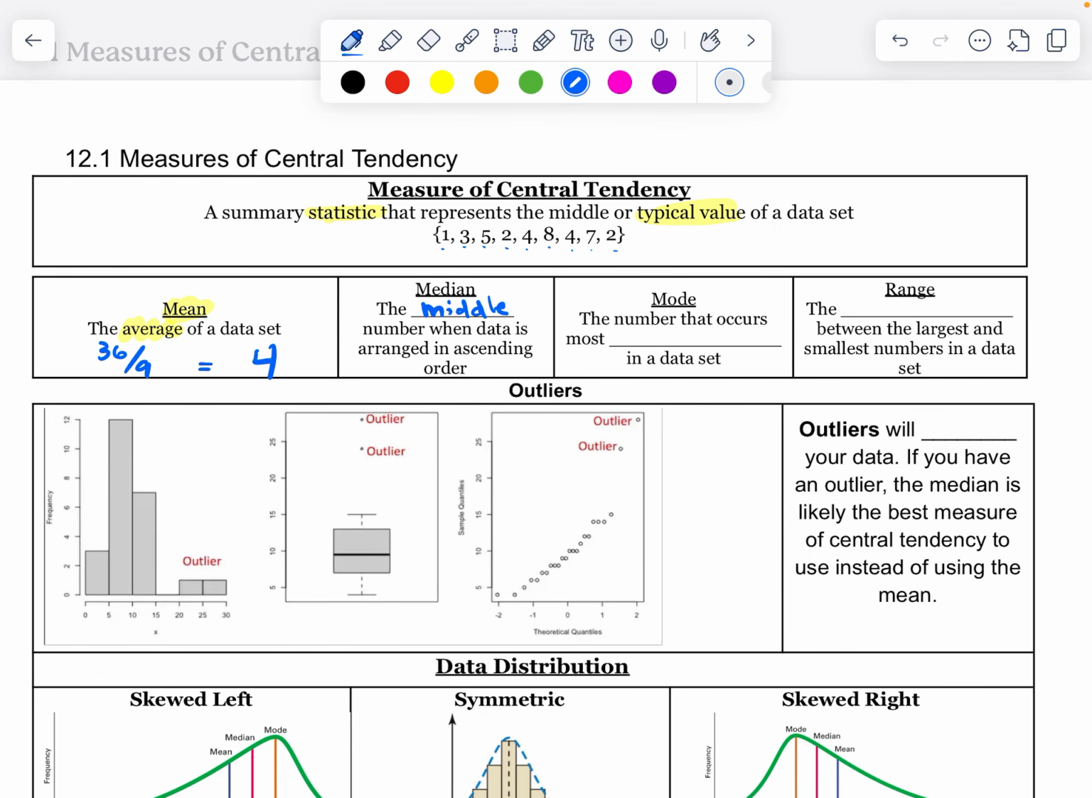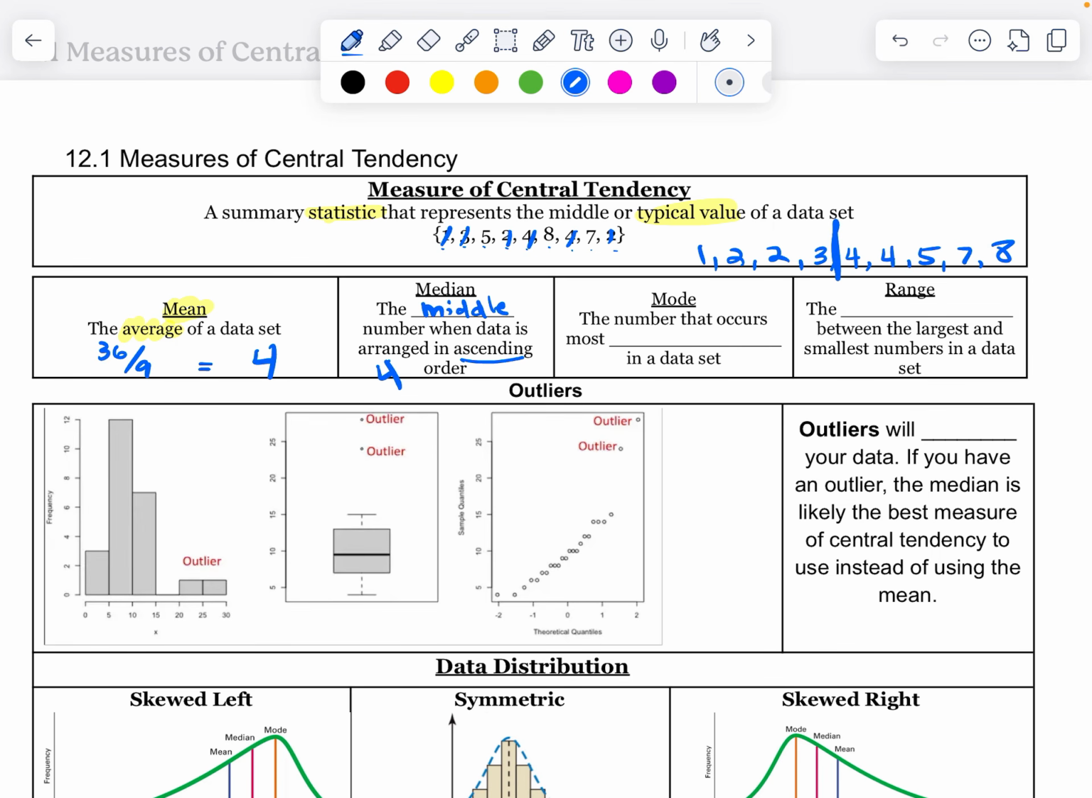Now with a data set of 9, it's not going to be quite as easy. But we have to arrange them in order first. So 1, 2, 2, 3, 4, 4, 5, 7, 8. So the middle is going to be not 8, not 1, not 2, not 7. What is right in the middle? It ends up being 4. The median is 4.